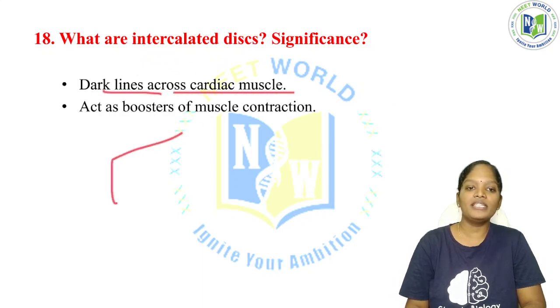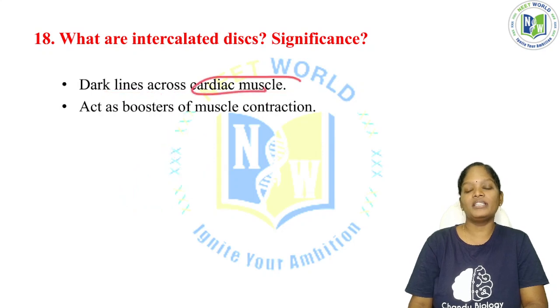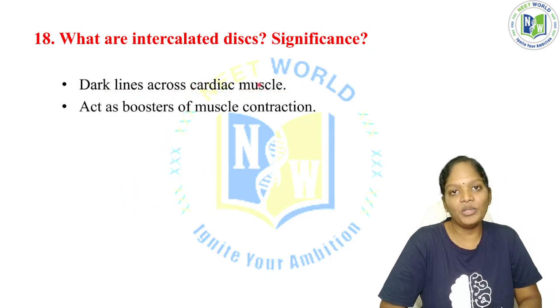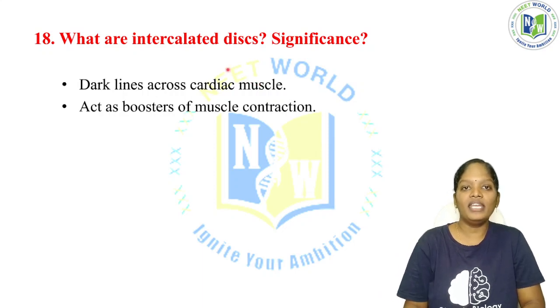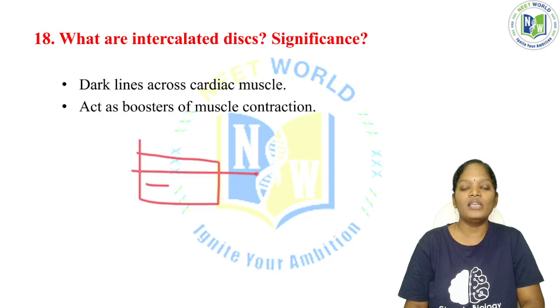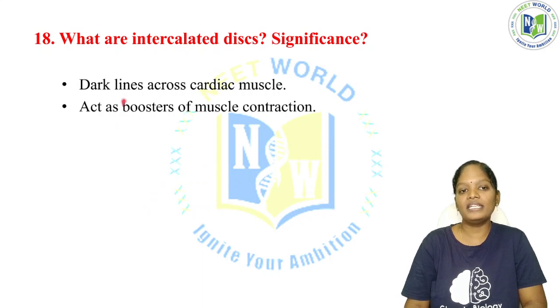The cardiac muscle has some dark lines. The dark lines present in the cardiac muscle, and the cardiac muscle is present only in one organ, that is nothing but the heart. So in the heart, the muscle has dark lines. These dark lines are considered the intercalated discs. This intercalated disc acts as a booster of muscle contraction.